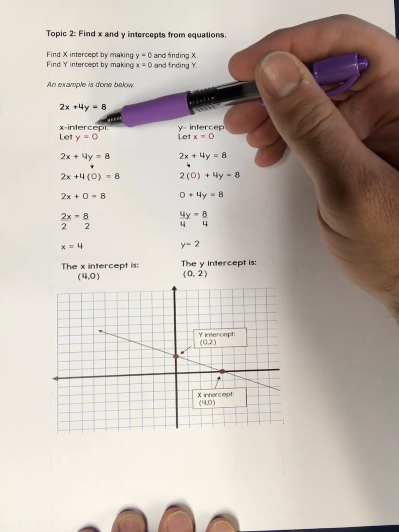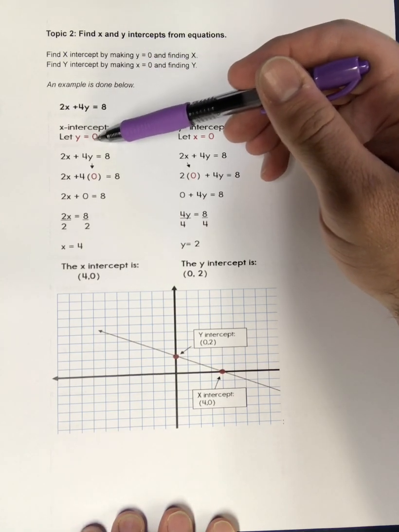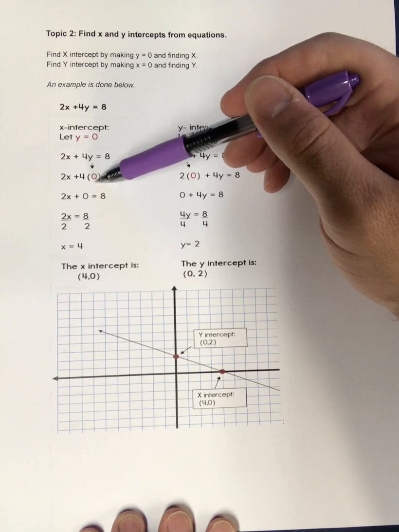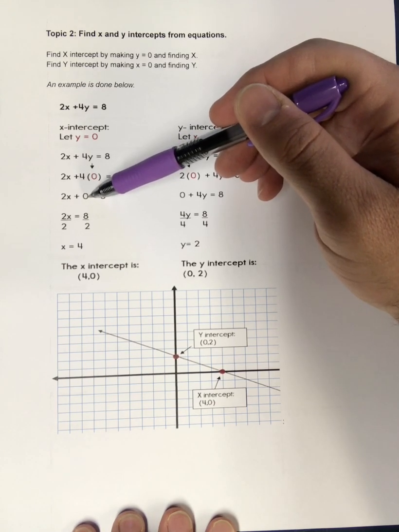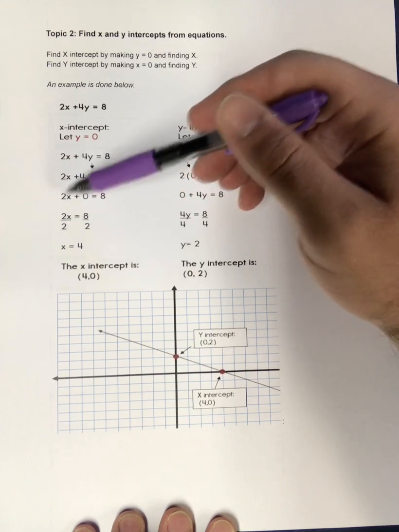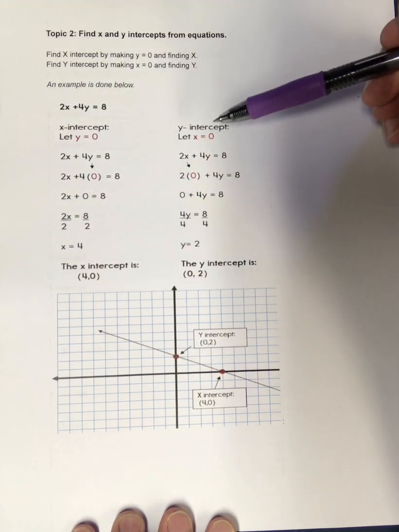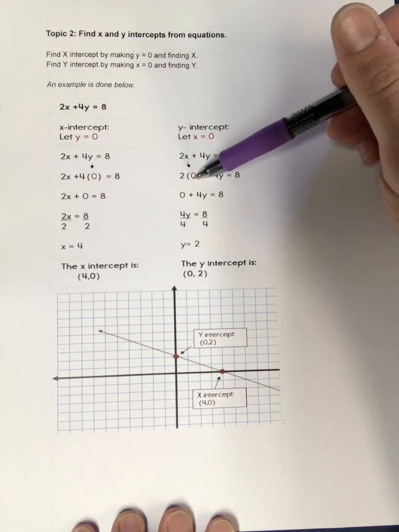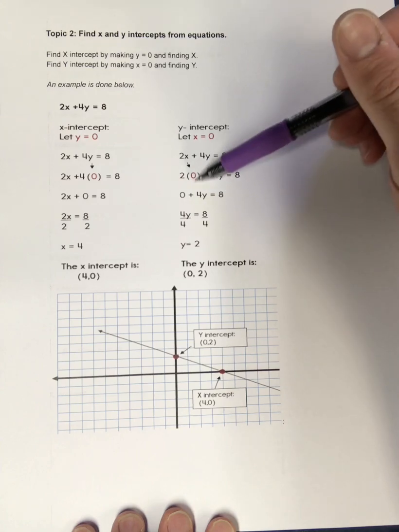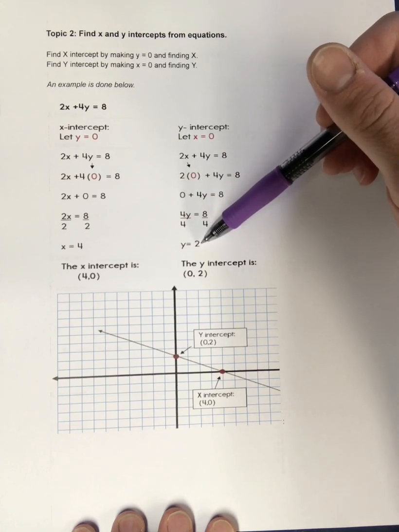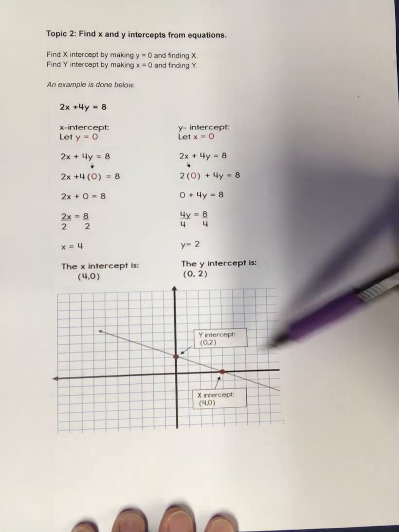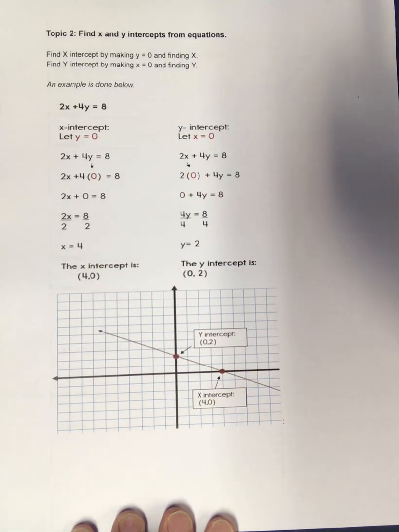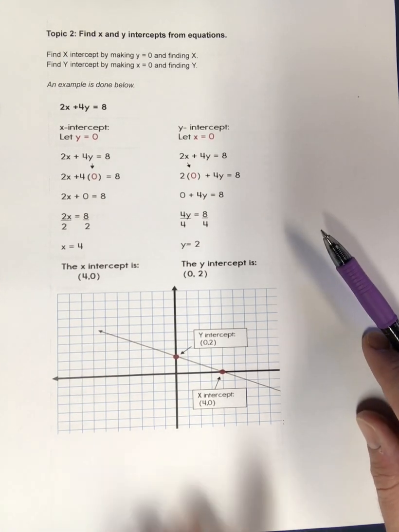Okay, so here's how we do it. To get the x-intercept, we make y 0, so there's replacing 0 with y. Anything times 0 is 0, and then we divide by whatever the coefficient is. For the y-intercept, it's very similar. We make x 0, and then we solve for y. And once you get those values, you put the y-intercept on the y-axis and the x-intercept on the x-axis and draw the line.